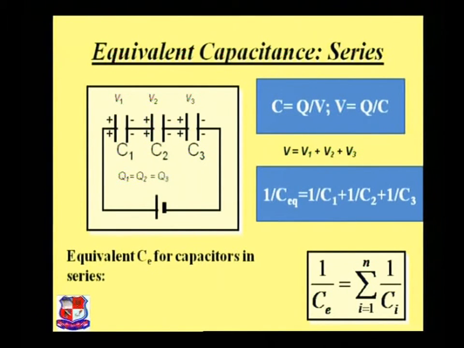See, you can see here that 1 by Ce, our equivalent capacitance, equals the sum from i equals 1 to n, where n is the total number of capacitors connected in series, of 1 by Ci.